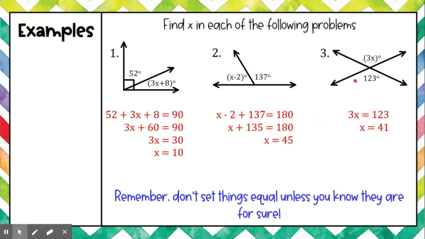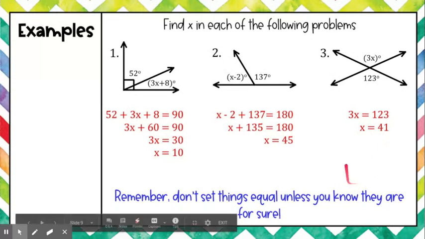And our last one. We know that vertical angles are equal. So we can say here that 3x is equal to 123. We're just going to divide through by 3 to get our x by itself, so x equals 41.